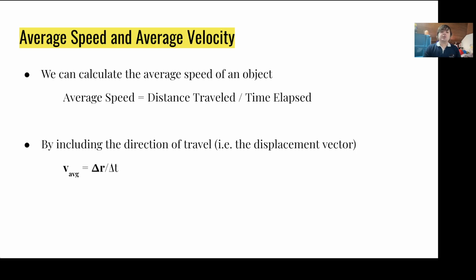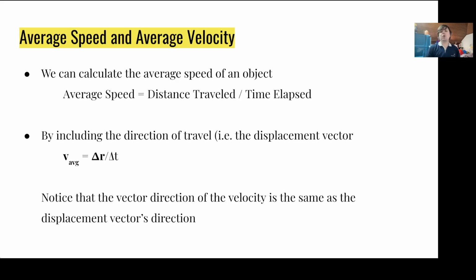But if you were to use displacement, so distance as well as the direction, or delta r, then you would have a delta r, which is a vector, divided by a scalar, delta t, time elapsed. And so since it's a vector divided by a scalar, that gives you a vector again. So this delta r divided by delta t would give you the average velocity.